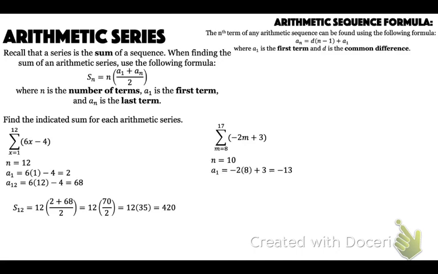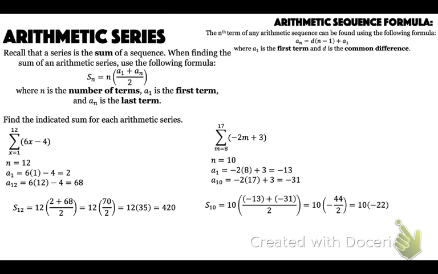If I want to find the first term, I'm going to plug in 8 because that's the bottom number there. So I have negative 2 times 8 plus 3, which is negative 13. If I want to find the 10th term, I'm going to plug in 17 because that's the top number here. So negative 2 times 17 plus 3 is negative 31. So I have 10 times negative 13 plus negative 31 over 2, which is negative 44 over 2, which is 10 times negative 22, which is negative 220.